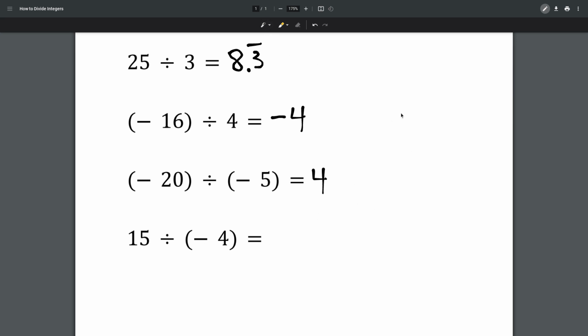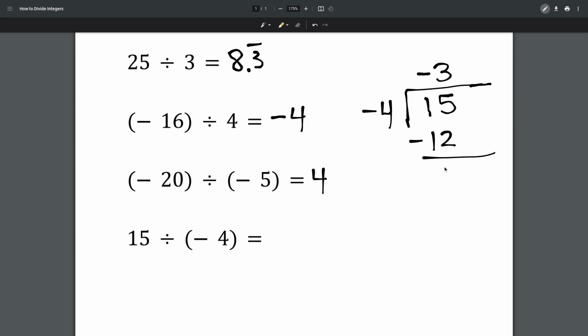Okay, in this one we have 15, which is our dividend, and we're dividing by negative 4, our divisor. And the result of division, by the way, is quotient, in case you want to know. So we have to ask ourselves, how many times does 4 go into 15? Well, it goes in 3 times, but 3 times negative 4 is negative 12. So we have to do negative 3 times negative 4. That gives me positive 12. 15 minus 12 is 3.